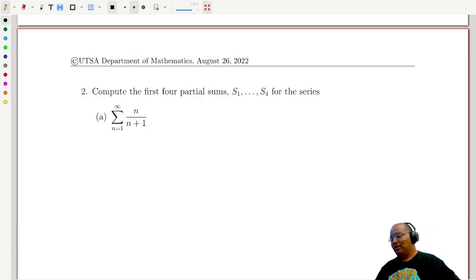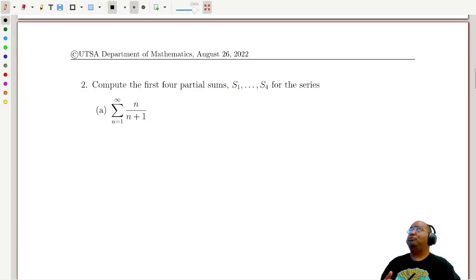Now that we know how infinite series look and how to use the summation notation, let's actually go ahead and compute some sums. There's not much more to the introduction, so let's go to it. We're actually going to be concerned with these things called partial sums: S1, S2, S3, and so on.